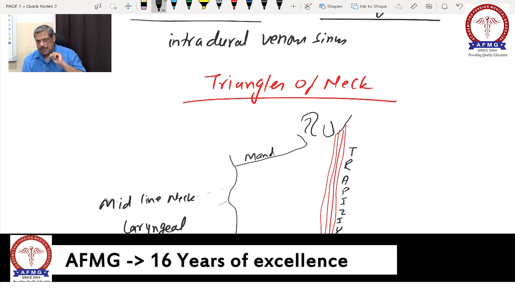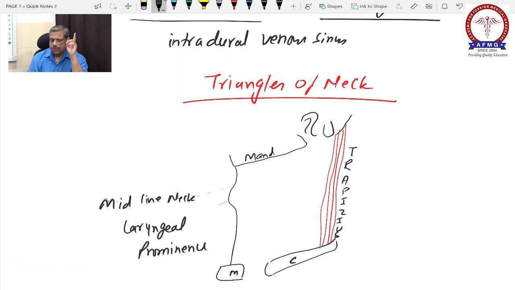Clear? So laryngeal prominence is formed by the thyroid cartilage of larynx. This is the anterior and this is posterior, and posteriorly this muscle is present, which is the trapezius muscle. It takes origin from the superior nuchal line, and gets inserted into the posterior border of the clavicle, lateral 1/3. So this is the lateral side of the neck, which is quadrangular in shape, superiorly bounded by the base of mandible, anteriorly by the midline of the neck, inferiorly by the clavicle, posteriorly by the trapezius muscle.